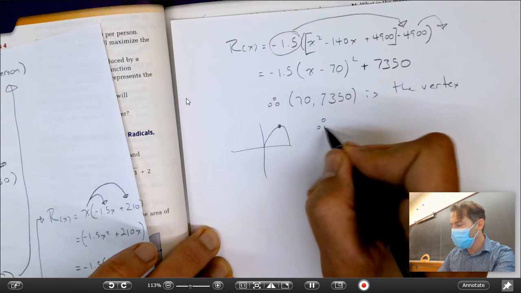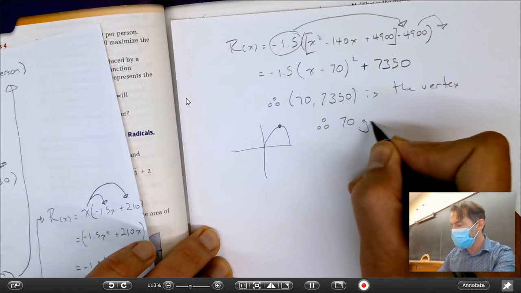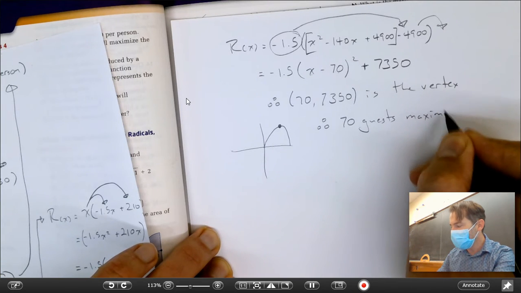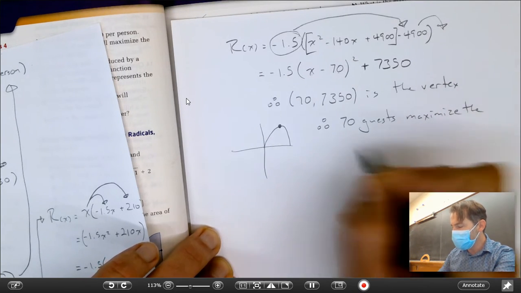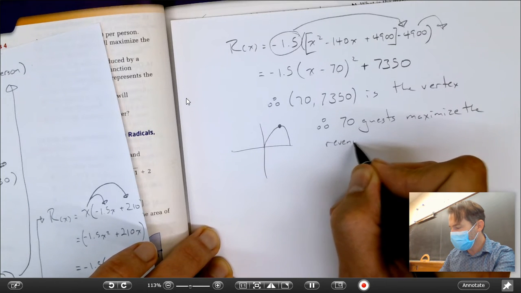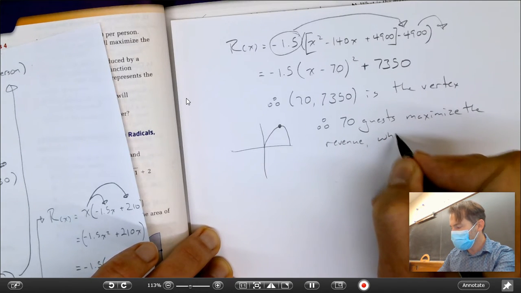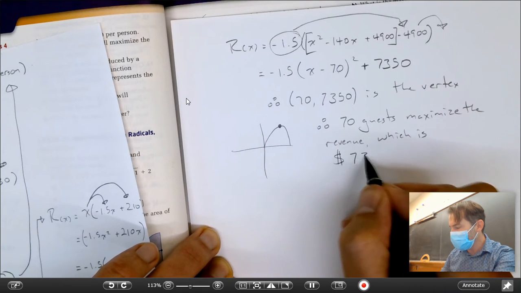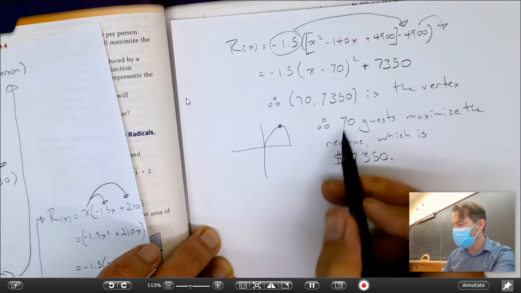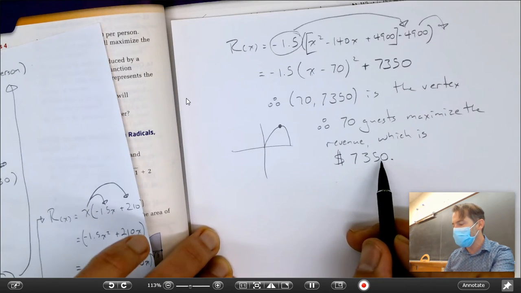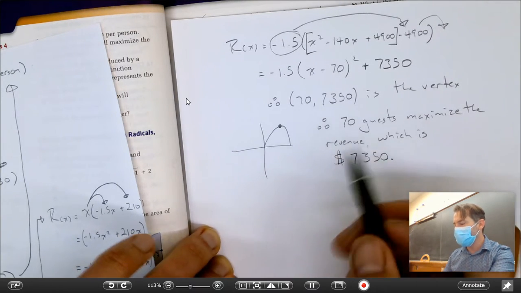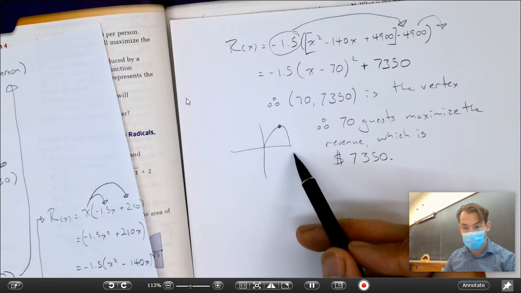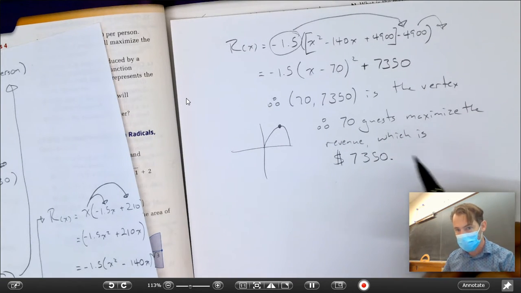So therefore, 70 guests maximize the revenue, which is $7,350. So when they have 70 guests, that's when their revenue is the maximum. After 70 guests, the amount that each guest pays goes down so low that the revenue starts to drop again, even though they have more people to charge.